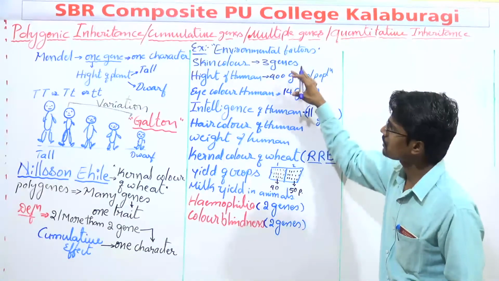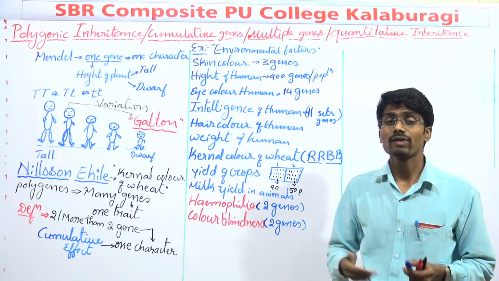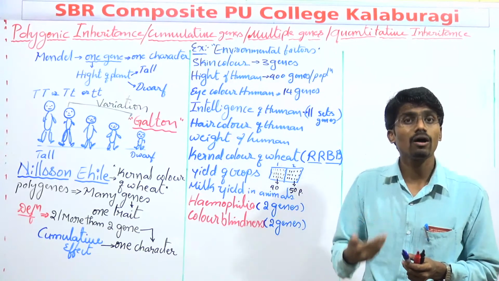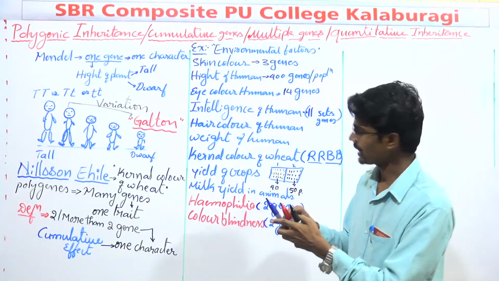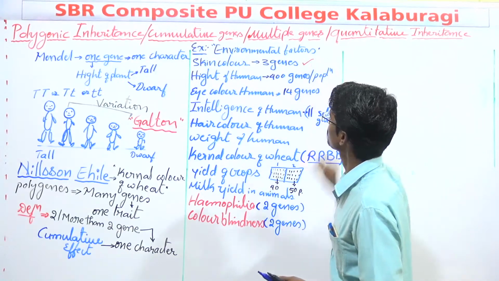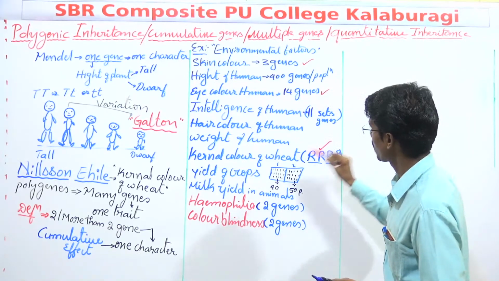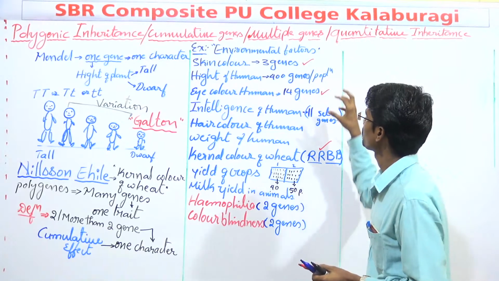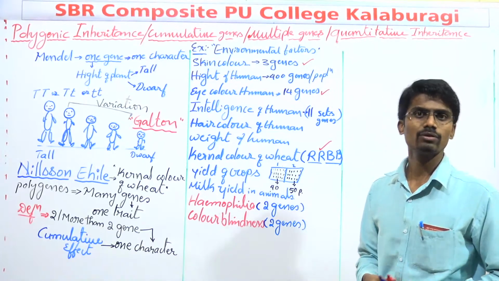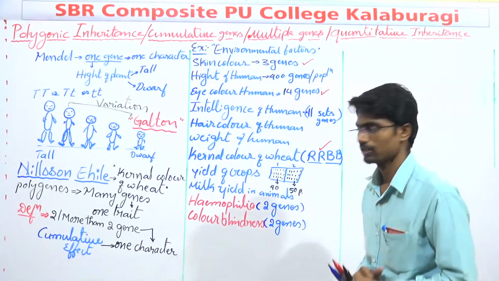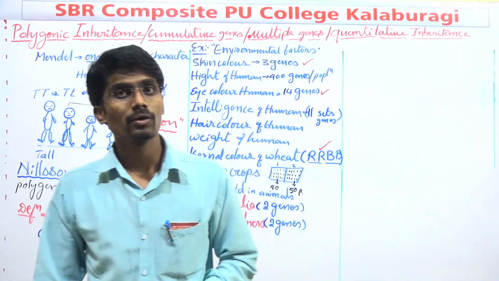I have mentioned all these examples for a few people, because we don't know which kind of examples may be asked in your examinations. But you must remember these important examples for your competitive examinations: skin color, color of eyes, and the very important one, kernel color of wheat. These are the 3 main important examples. Frequently they are asked in your examinations. Even so, it is better to remember the remaining things. Got it? These are all examples for skin color of human beings.